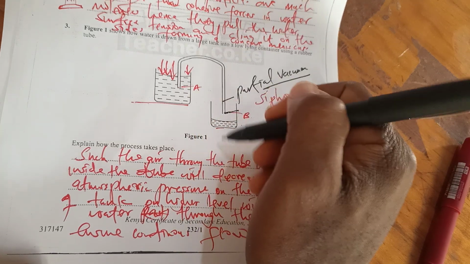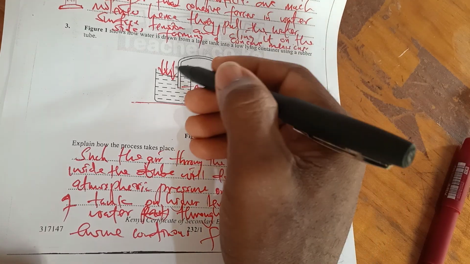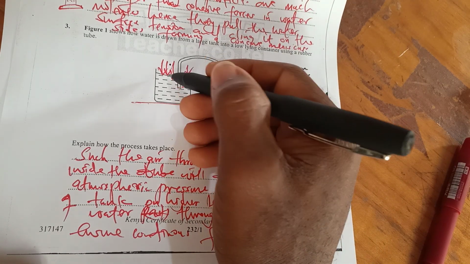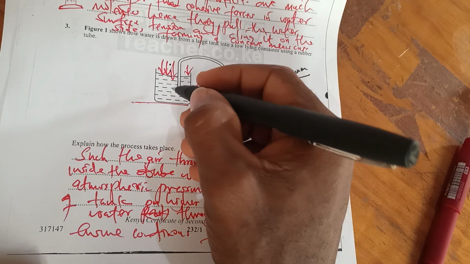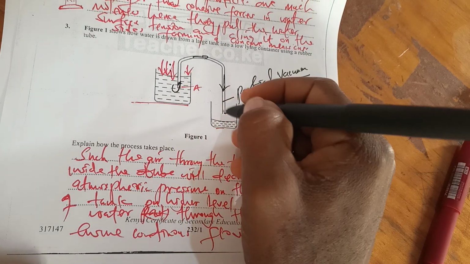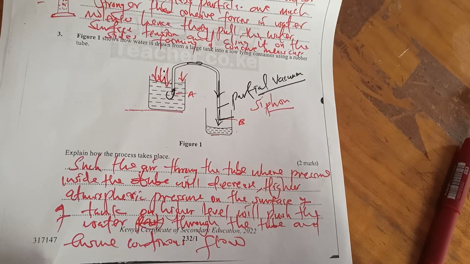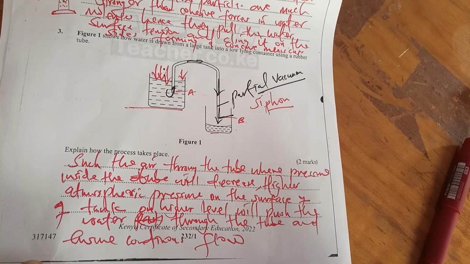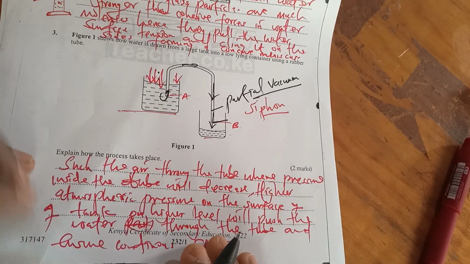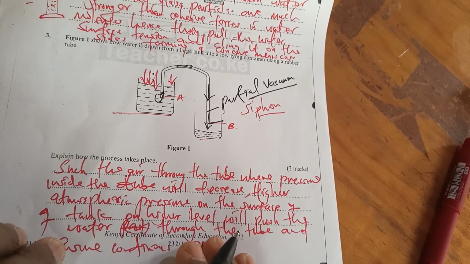And as that water comes out, it is going to form a continuous flow because atmospheric pressure will already be acting on the surface of this liquid, pushing it past the tube, and then water will flow in that direction to that tank. That is method 2. So that is the working of the siphon. That is application of pressure in liquids, Form 1.